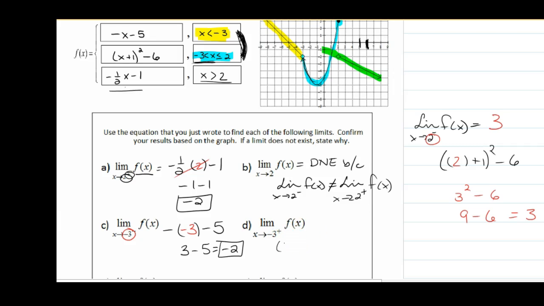x plus 1 squared minus 6. I'm still evaluating for -3. -3 plus 1 is -2. Squared is 4. Minus 6 equals -2.